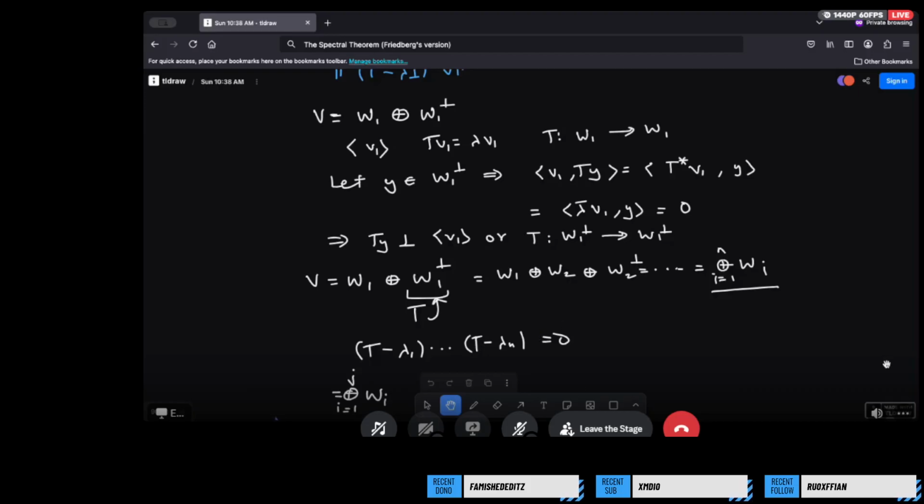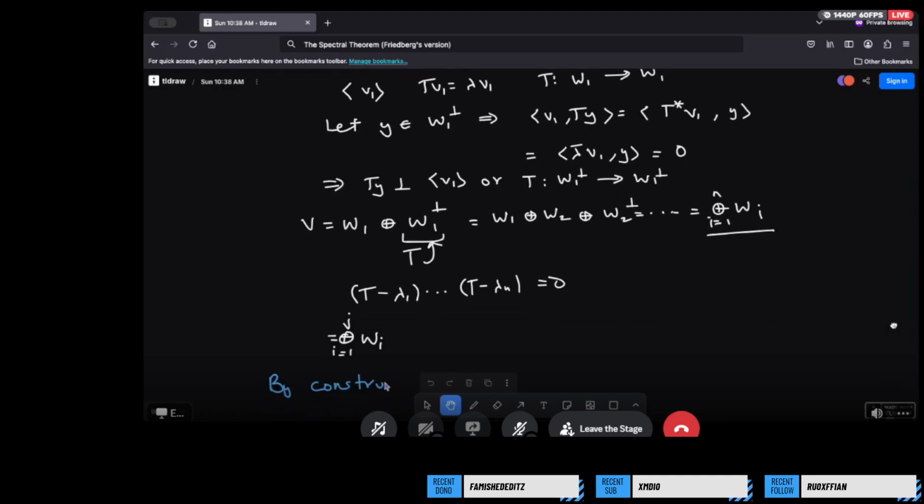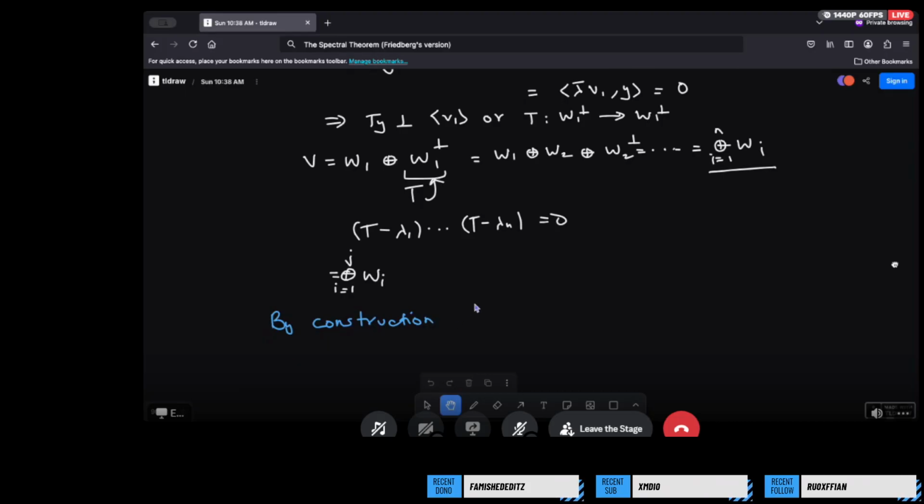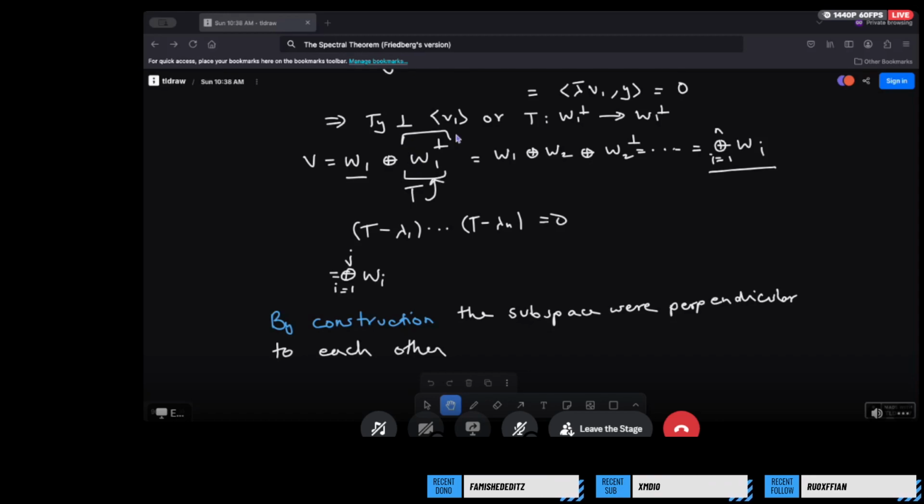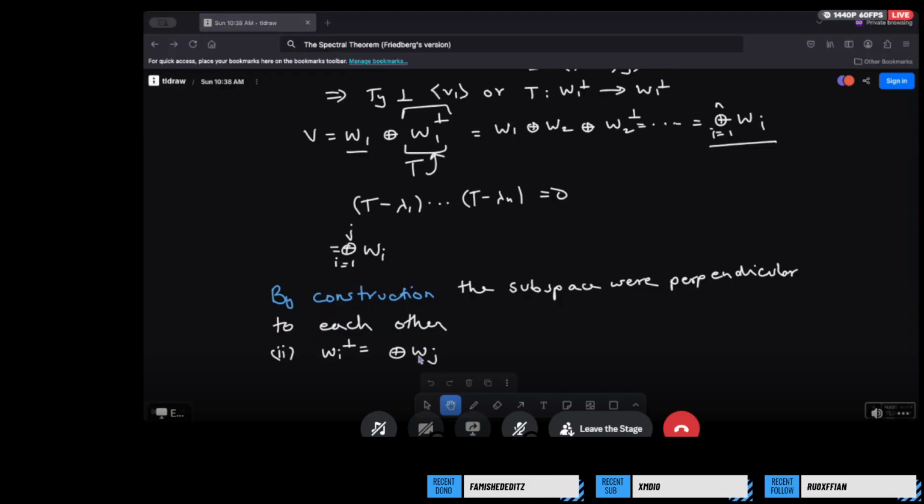by construction, the subspaces were perpendicular to each other. Right? Because we started off with W1 and we restricted T to the orthogonal complement. And then we just repeated the process and pushed out another subspace and restricted it to the complement of this. And by construction, we have the second part of the proof, right? Which says that Wi perpendicular is the direct sum of all the Wj for j not equal to i.